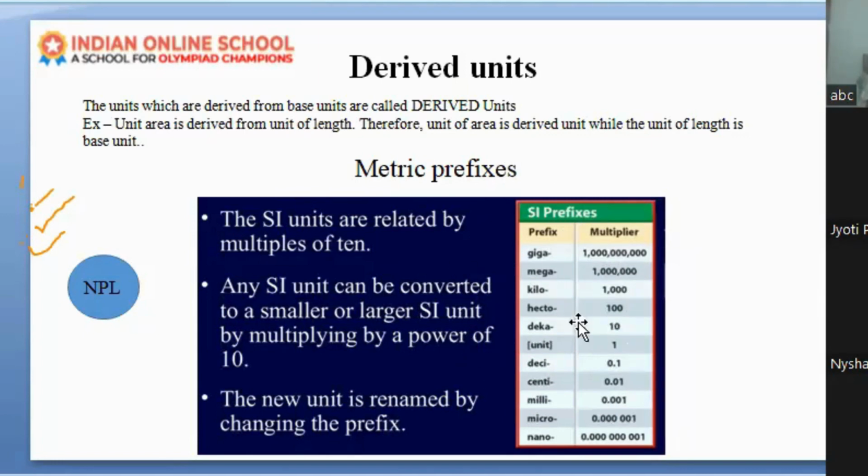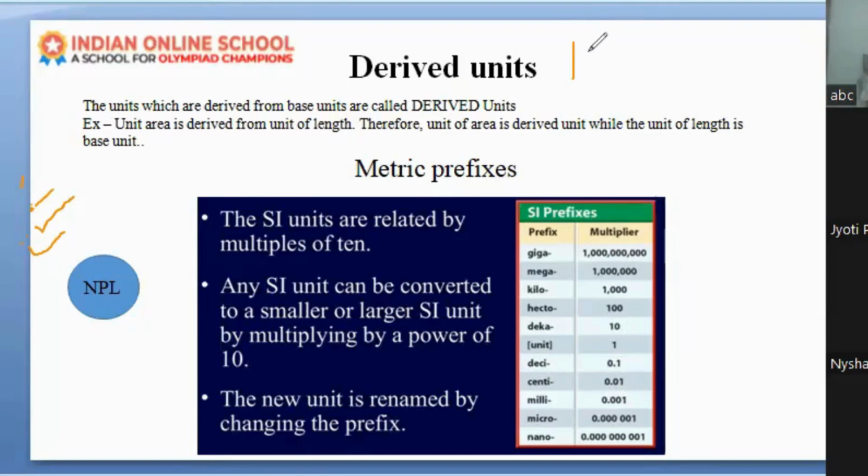Can you see this chart properly? Kilo, hecto, deca, meter, deci, centi, milli. Like this it is. If you are coming from up to down, each step consists of 10, it is a multiple of 10. Let me write here so that you will understand properly. If I say kilometers, you know, kilo, hecto, deca, meter, deci, centi, milli, like this it is.